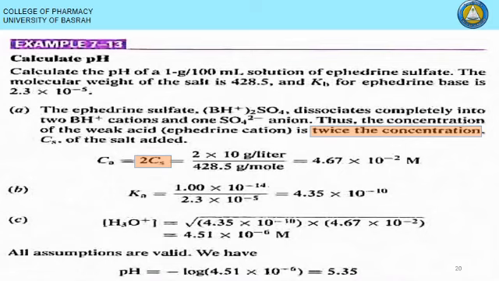So we need to multiply the original concentration of ephedrine sulfate to get the concentration of the acid. And then we need to calculate the Ka from the Kb that we have in the question. And finally, we can get the H by applying the equation that we talked about previously. And finally, we convert the H concentration into the pH.